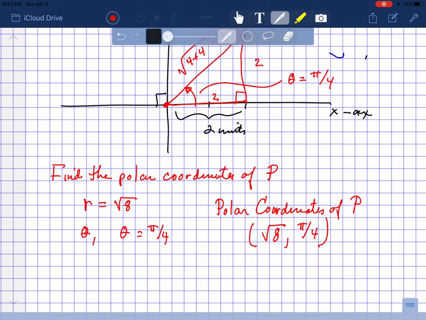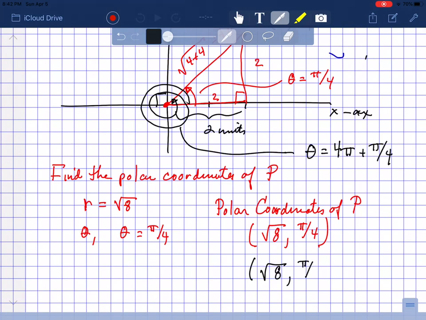But there's more to this. Number one, when I measure this angle here between the x-axis and this radial line, I could actually swing around a couple of times and come back here. So now what I'm looking at here is an angle theta equal to 4 pi plus pi over 4. So another polar coordinate representation of P is the square root of 8, comma, pi over 4 plus 4 pi. Okay?